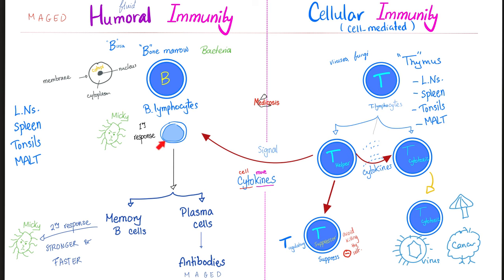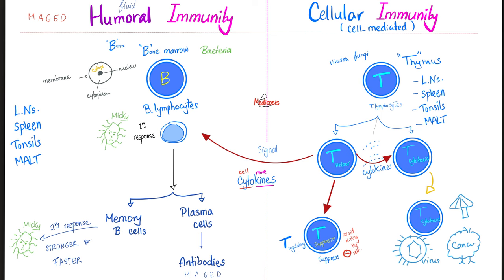Why? Because I was naive. I was just M and D. Then I matured. Then I class switched. Then I can give you plasma cells, which can give you all kinds of antibodies that you want. I will also remember this infection so that my secondary response for the same bacteria is going to be stronger and faster in the future.